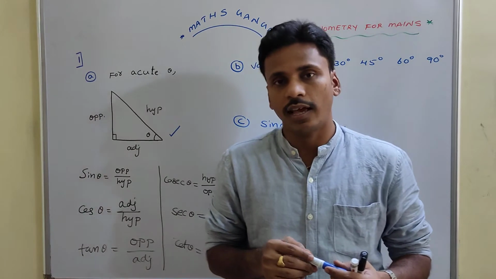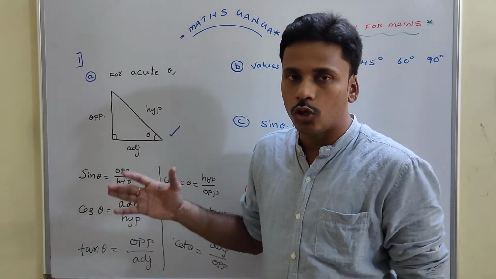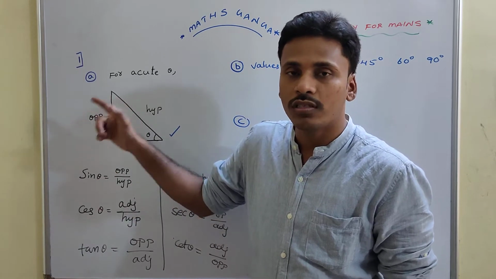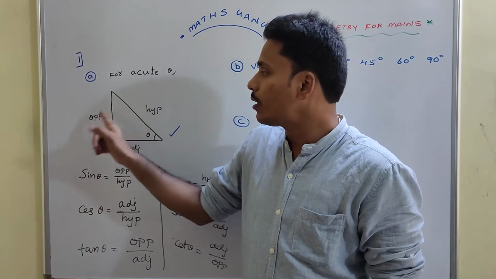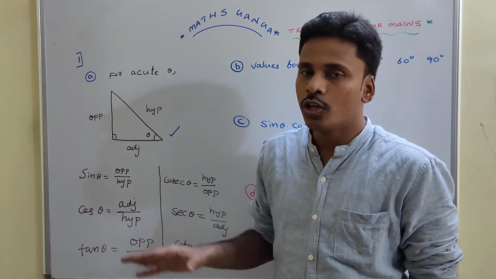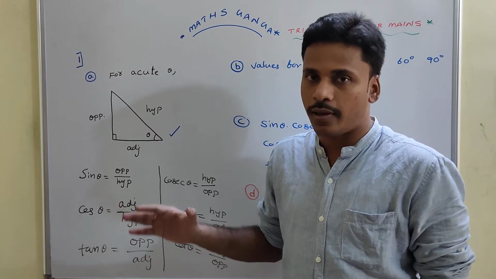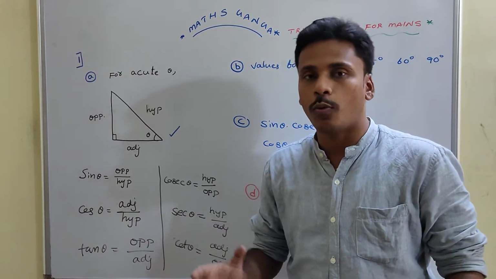In such cases, I think you are all familiar with the basic definitions. If theta is acute, sin theta is the opposite side by hypotenuse. Note that this is the opposite side of theta and this is the hypotenuse. So sin theta is opposite side by hypotenuse, cos is adjacent by hypotenuse, whereas tan is opposite by adjacent.